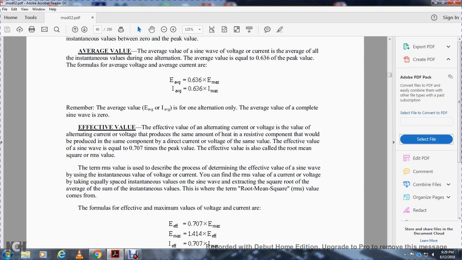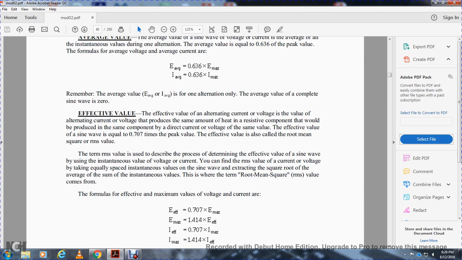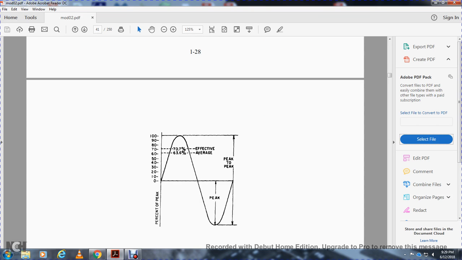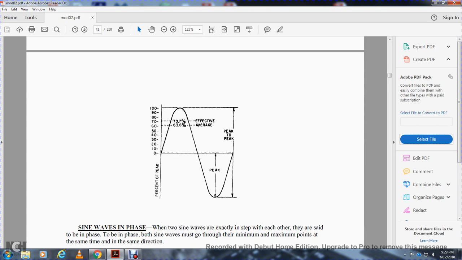Voltage max is equal to 1.414 times the effective voltage. Effective amps is 0.707 times the amps max. Amps max is equal to 1.414 times the effective amps. This shows that the effective value is 70.7 percent of the peak, and the average is 63.6 percent of the peak.